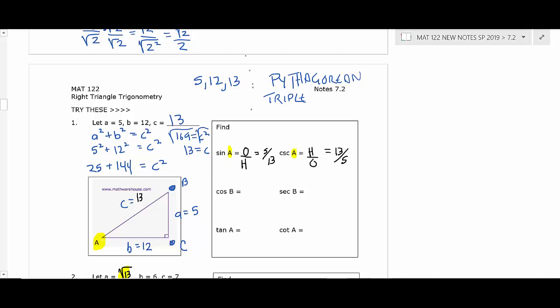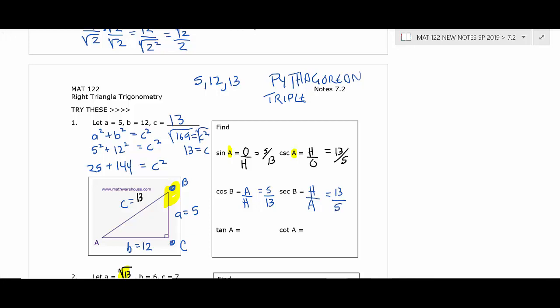For the cosine, we're now going to focus on angle B. So I'm going to highlight angle B, and then we talk it out like this. The cosine is adjacent over hypotenuse. If you look at B, adjacent is 5, hypotenuse is 13, so that's 5 over 13. There's a reason why that turns out to be the same as the sine of A. We're going to learn that a little later in this section. Then the secant of B is hypotenuse over adjacent. Focusing on angle B, hypotenuse is 13, adjacent is 5, so that's 13 over 5.